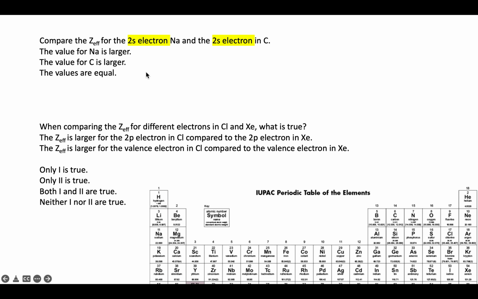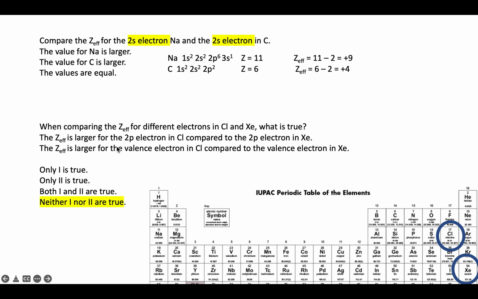Here we're doing a comparison of the 2s electron, comparing that in sodium and in carbon. We can do the same kind of setup. We can look for the number of protons in each case. For a 2s electron, the only shielding electrons would be in the 1s. And that's true for both of them, so we can calculate the effective nuclear charge in both cases. My point here is you can calculate the effective nuclear charge for any electron. We need to be careful to see which one's being described.